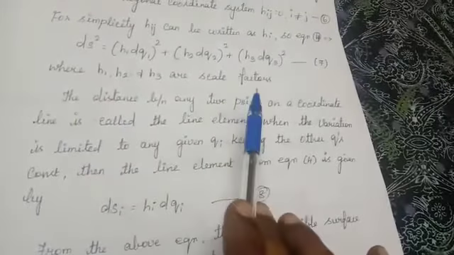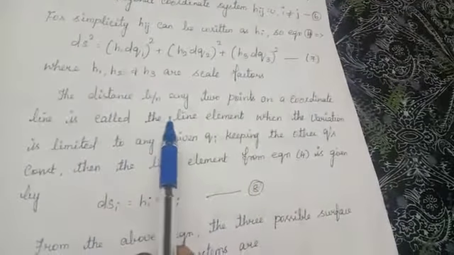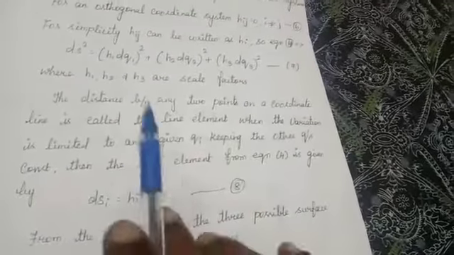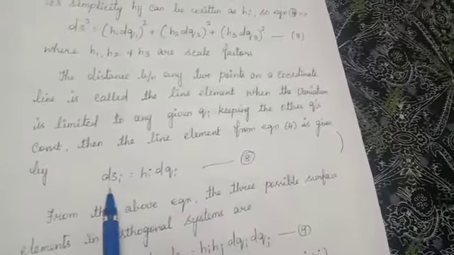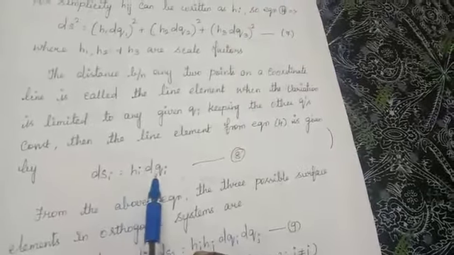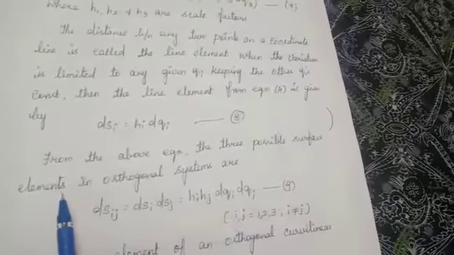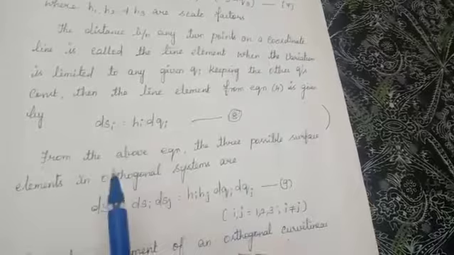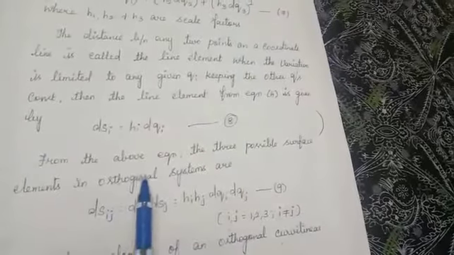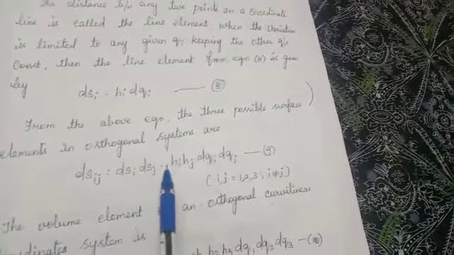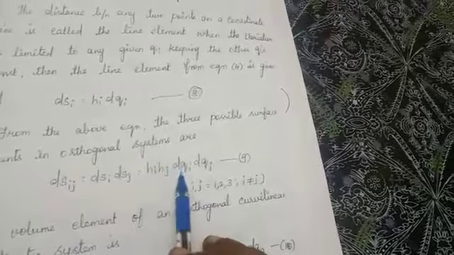The distance between any two points on the coordinate line is called the line element. The variation is limited to any given qi, keeping the other q's constant. So with j constant we can write dsi equal to hi into dqi. From this, the surface elements on the orthogonal curvilinear system are dsij equal to dsi dsj, that is hi into dqi times hj into dqj.